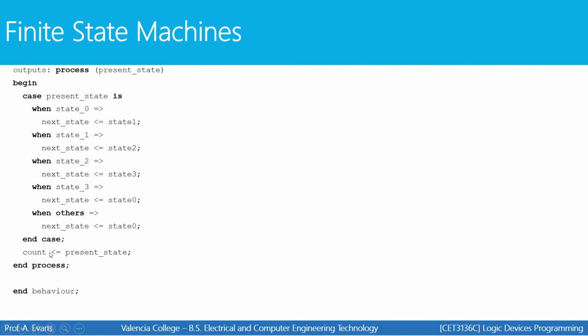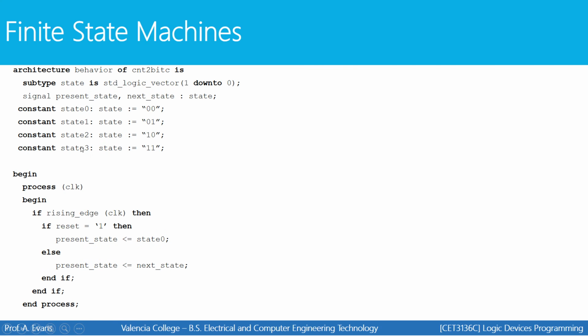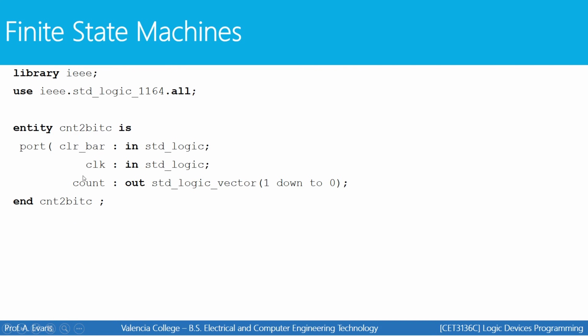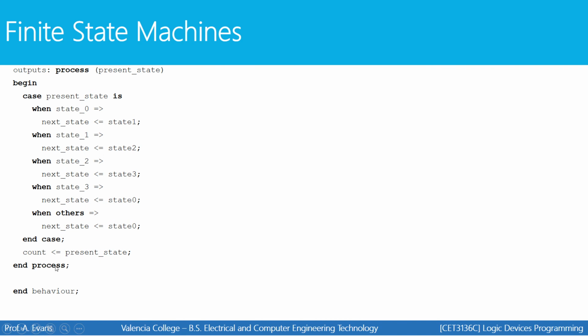At the end of my case statement, this is where we actually control the output. The output is defined as count if you go back to the port statement. This is the output we're actually going to see. And here's where we store the present state in count. So this process here controls the next state, what the next state will be based on the present input, and it will also send whatever the present input currently is to our output.